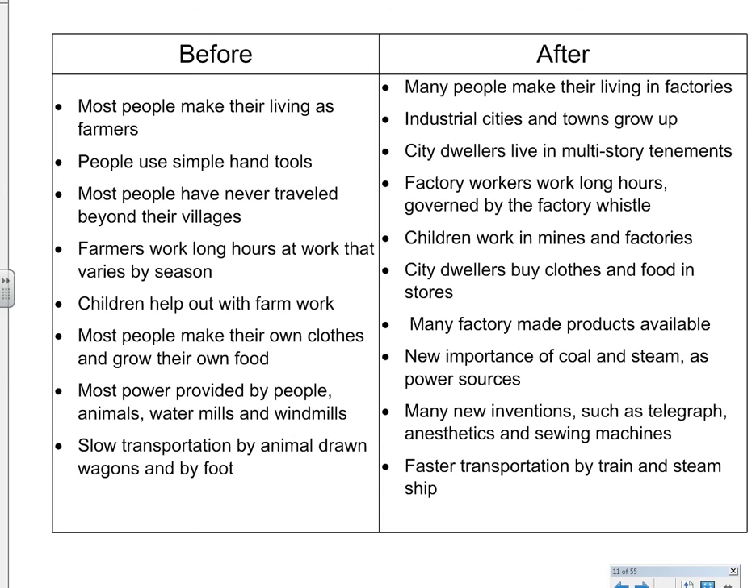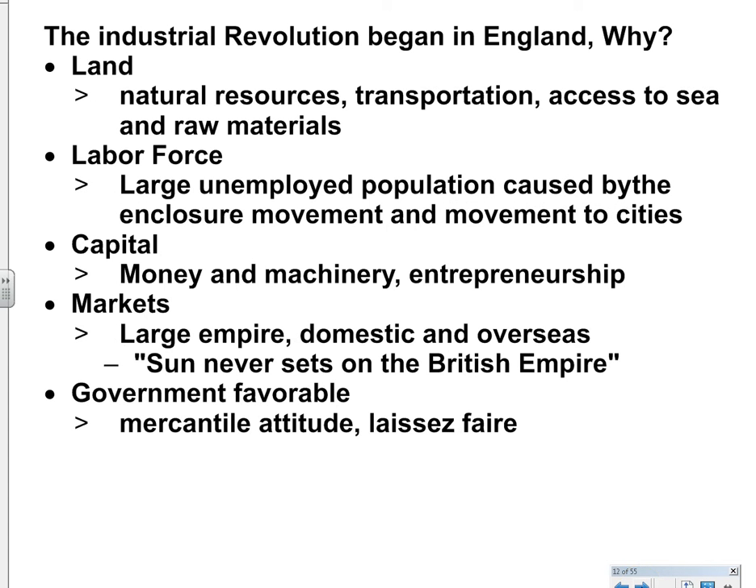Afterwards, people make their living in factories. Cities and towns grow up. People live in tenements. Factory workers work long hours. That's something that doesn't change. Children work in the mines and factories, so they move from farm to factory. City dwellers buy their clothes and food. They don't make them. Many factory products become available. Coal and steam provide new power sources. A whole slew of new inventions come about. And then you have faster transportation, which makes all of this work. Okay, train and steamship.